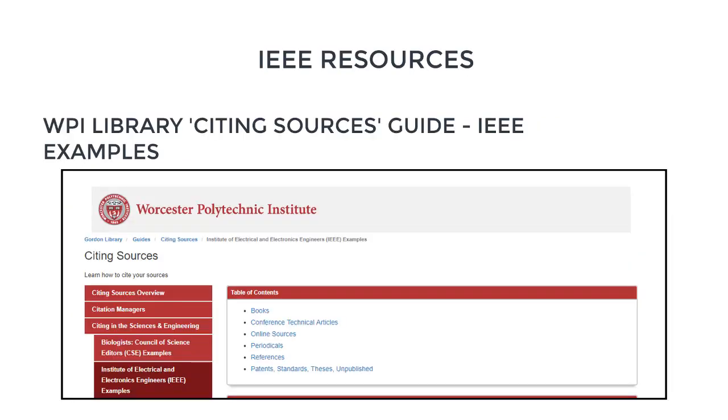If you have questions about aspects of IEEE citations that we did not cover in this video, we recommend checking out the Citing Sources Guide from the WPI Library. This guide provides examples of IEEE citations for a variety of sources. If you have any questions about citations, you can also, of course, ask one of the librarians here at WPI, and we are happy to help.